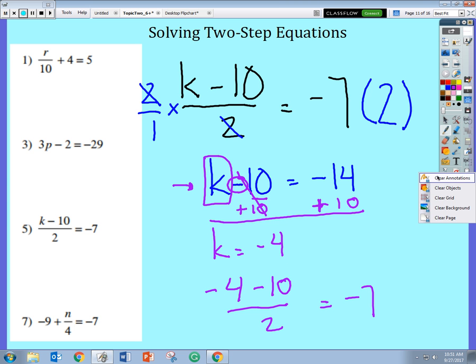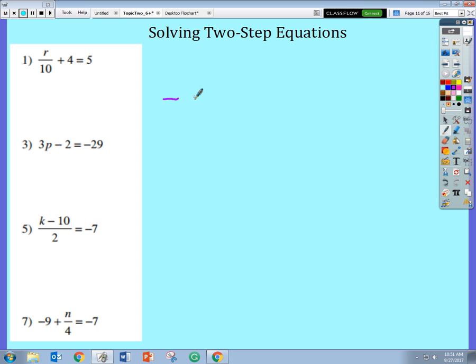I'm going to erase this. Final problem. We have negative 9 plus n divided by 4 equals negative 7. I now have two terms over here. A plus sign separates this term from this term. Which one of these terms has the variable? The second term. We will not deal with the second term yet. We'll deal with this negative 9.